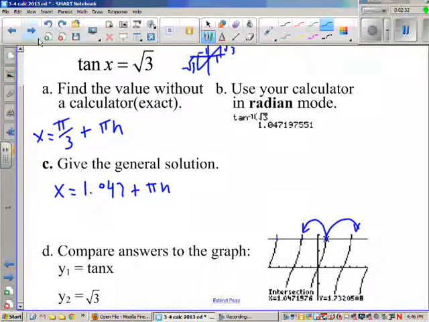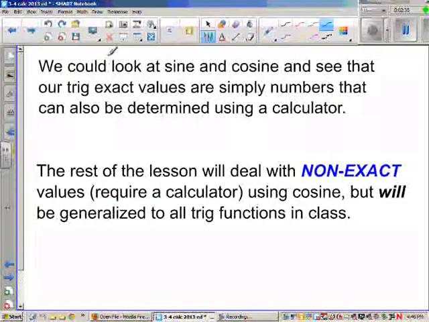All right. So let's work with some numbers we're not familiar with and make this a little more challenging. We could look at sine and cosine and see that our trig exact values are simply numbers that can also be determined using a calculator. For instance, square root of 2 over 2 is 0.707, pi is 3.14. These are all just numbers, but when the numbers are not trig exact values, we are forced to use a calculator. So we want to get used to seeing these decimal forms. The rest of the lesson will deal with non-exact values. That means they require a calculator. And we'll use cosine, but we will generalize to all trig functions in class.